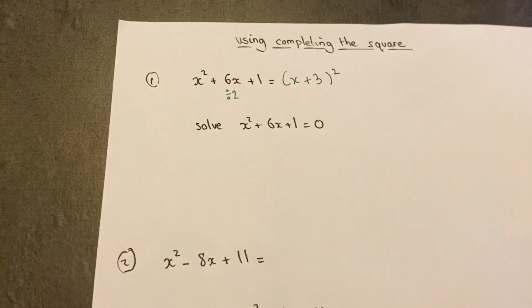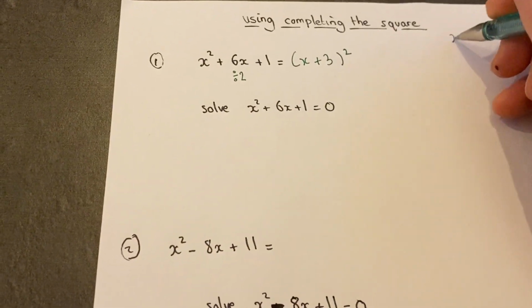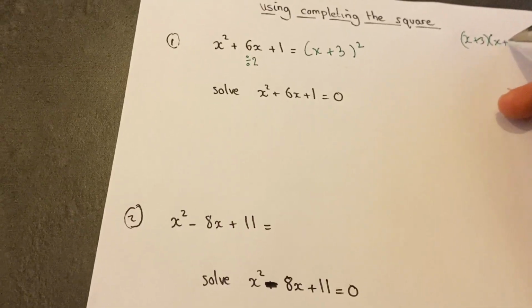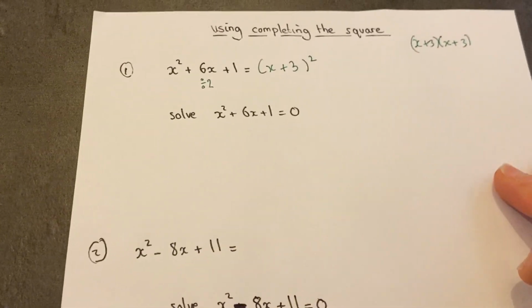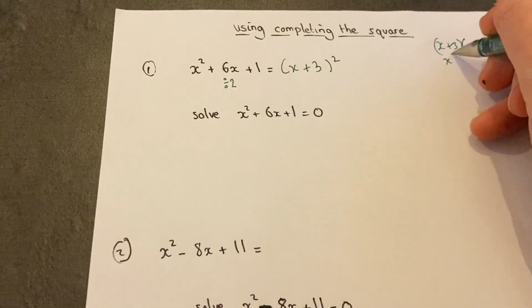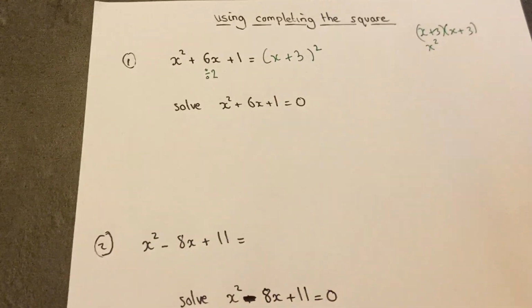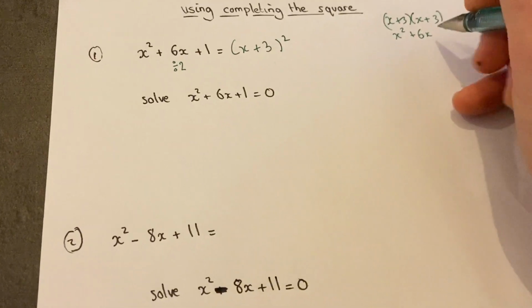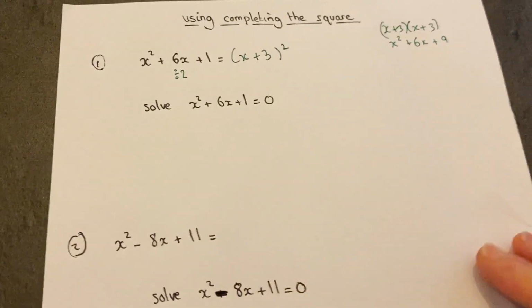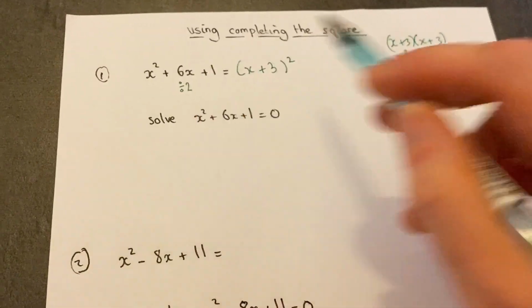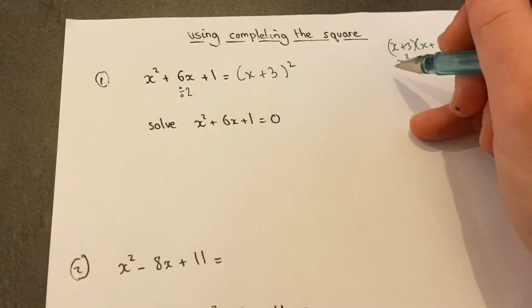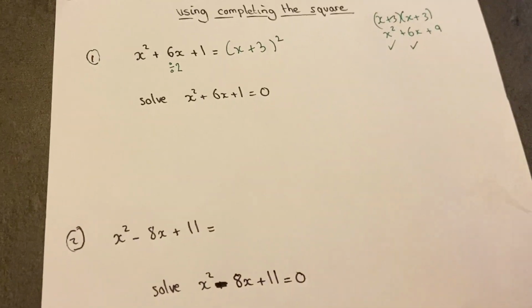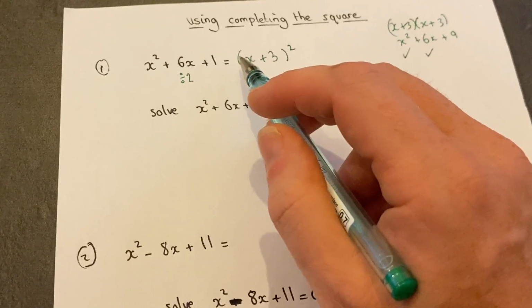If you expand x plus 3 squared, that means x plus 3 bracket x plus 3. Then you get an x squared. 3x plus 3x is 6x, and 3 times 3 is 9. So if you compare the two expressions, the x squared term is correct, the 6x term is correct, but I've got a 9, not a 1.